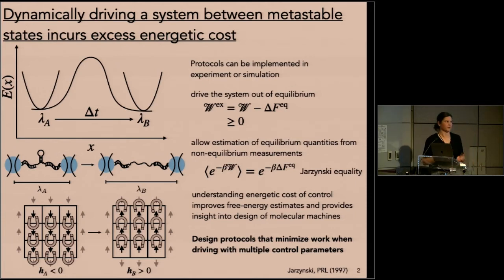Part of the motivation for that is because a lot of the systems that we're interested in are high dimensional, and there are multiple coordinates, multiple degrees of freedom that are moving collectively as the system is going over the energy barrier. So if we can have multiple control parameters that are connecting to these different degrees of freedom, how does that affect the energetic cost of the driving? And in particular, we're going to be looking at protocols that minimize the work that you do on the system.